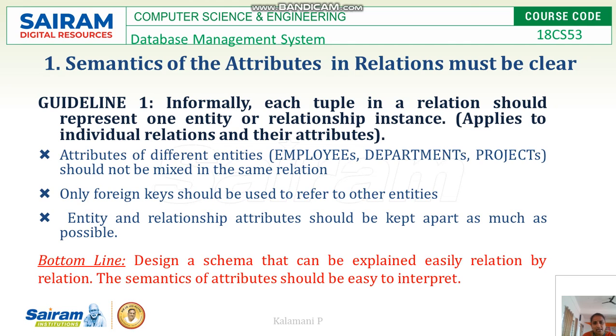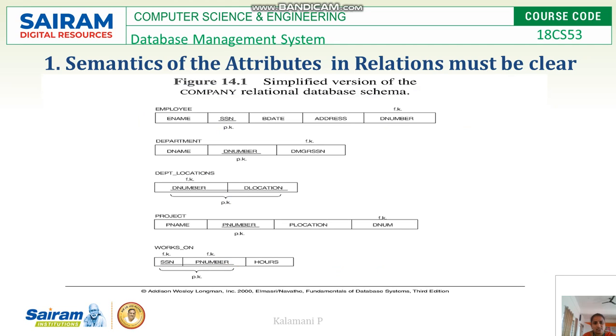So here the main guideline is, each tuple in a relation should represent one entity or relationship instance, so that the semantics of the attributes are easy to interpret. So that is the first guideline. For example, here we made employee, department location, project and works on separate relations with different attributes. The employee and department tables are linked with department number, and the project and works on tables are linked with project number, with a primary key and foreign key relationship.